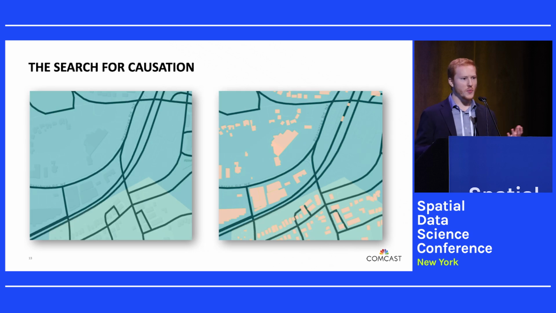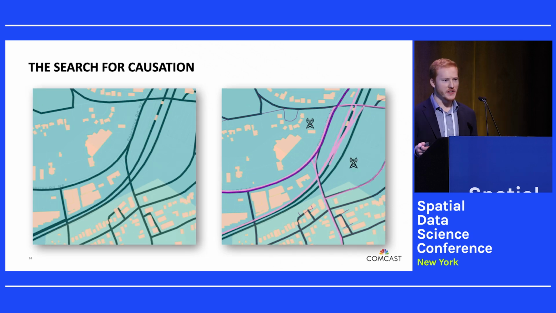But maybe that still didn't solve the problem, so now we're adding in another layer. This is the Overture building data sets. Are these people indoors or not? And then we add in the OpenCelliD information. Should they be getting good coverage in the area?